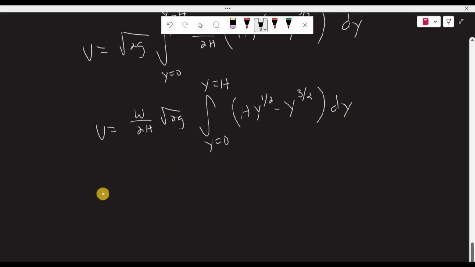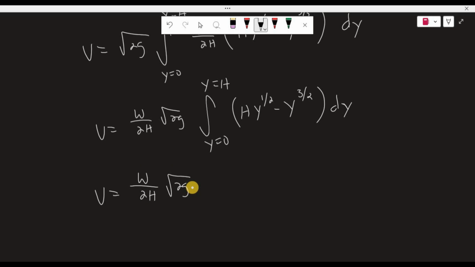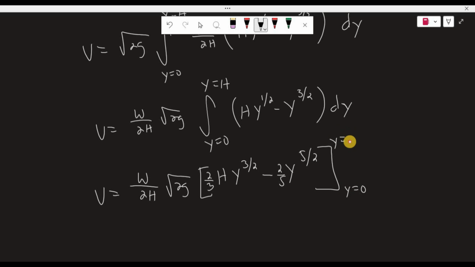So volume equals w over 2h square root of 2g, and then the integral of this expression is h y to the 3/2 times 2/3 minus y to the 5/2 times 2/5, and then our limits of integration are from y equals 0 to y equals h.